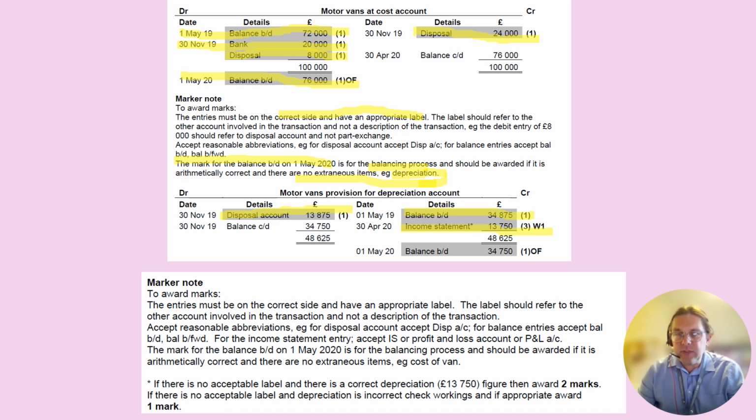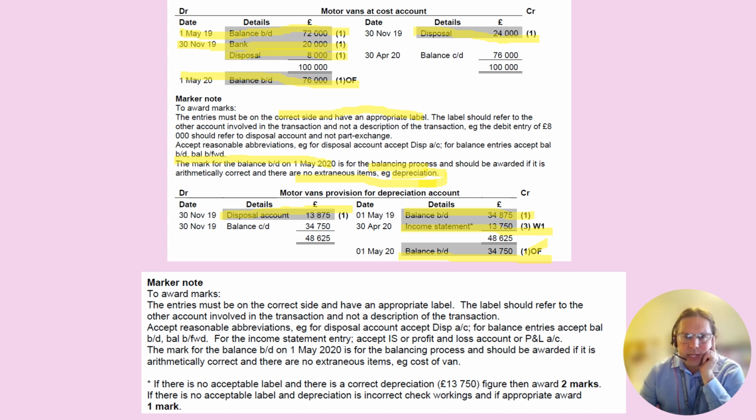The income statement figure is usually the most marks. So in here, it's worth 3 marks. On the next slide, I'll show you the workings to get to the 13,750. But putting it in the right T account is worth 1 mark. And so we will look at that in a moment. The balance brought down again is an own figure mark. You can get 1 mark for doing that. It's 34,750. But if you didn't have anything extraneous, again, you could gain an own figure mark.